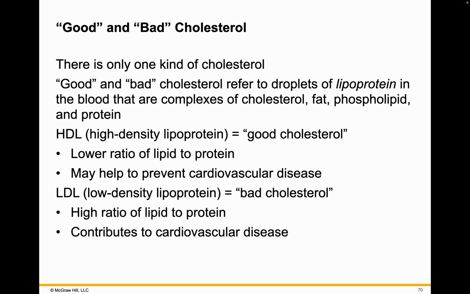HDL, or high-density lipoproteins, are what's typically referred to as good cholesterol. They have a lower ratio of lipid to protein, and they may help prevent cardiovascular disease. LDLs, or low-density lipoproteins, are typically referred to as bad cholesterol. They have a higher ratio of lipid to protein, and they are known to contribute to cardiovascular disease.